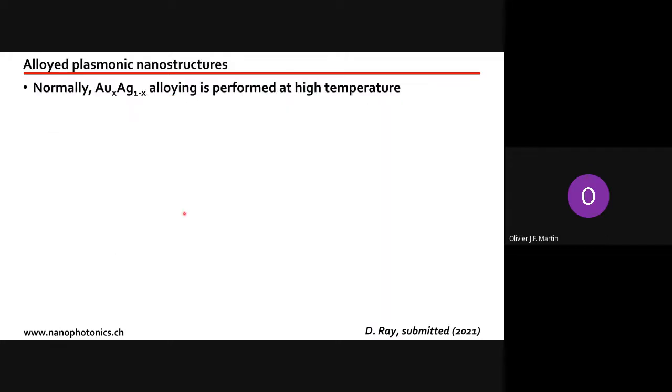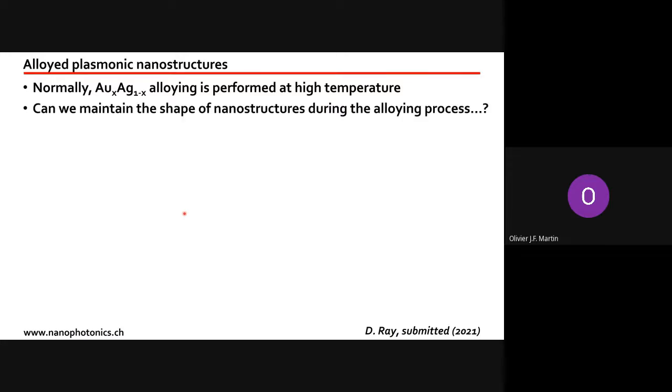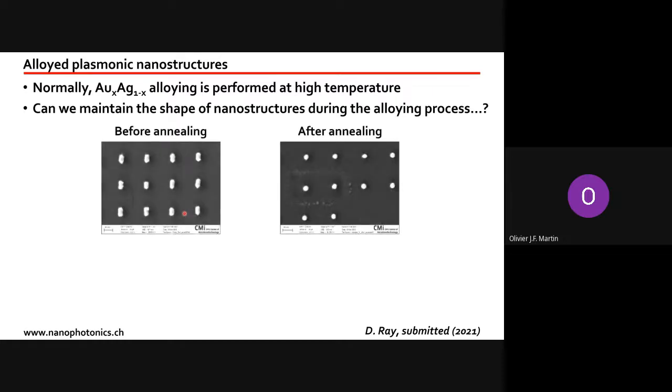But of course, alloying is something not very new, especially gold and silver, they alloy very well, but normally the alloying is performed at a very high temperature. But for our research, we would like to have nanostructures made out of alloy. So the shape of the structure is very important for the optical effect we want to study. Unfortunately, if you perform alloying at high temperature, normally you will not be able to maintain the shape of the nanostructure. You see it here.